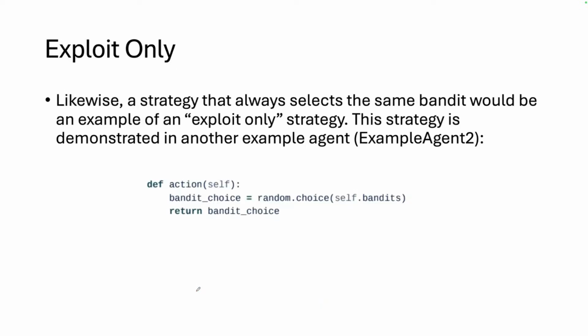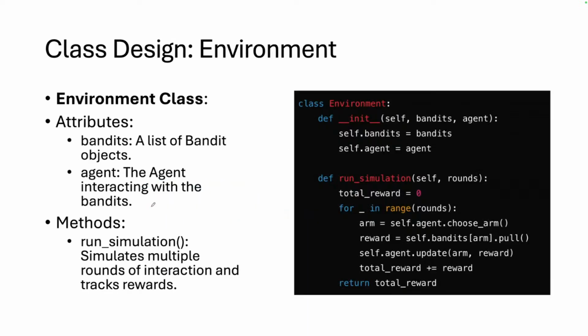That's explore only. Now, what if we exploited only, and every time we just chose the arm with the most optimal probability? Think about the consequences of both of those strategies. And I think you'll quickly come to a conclusion that you need to do some combination of explore and exploit.